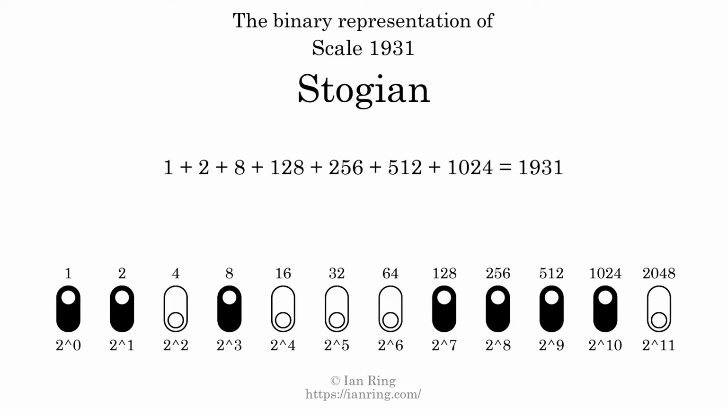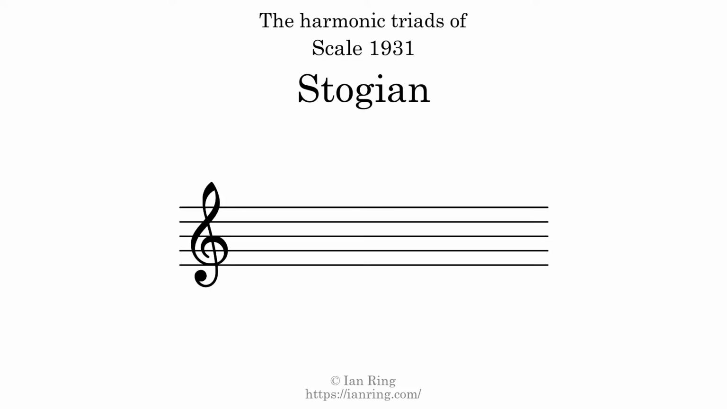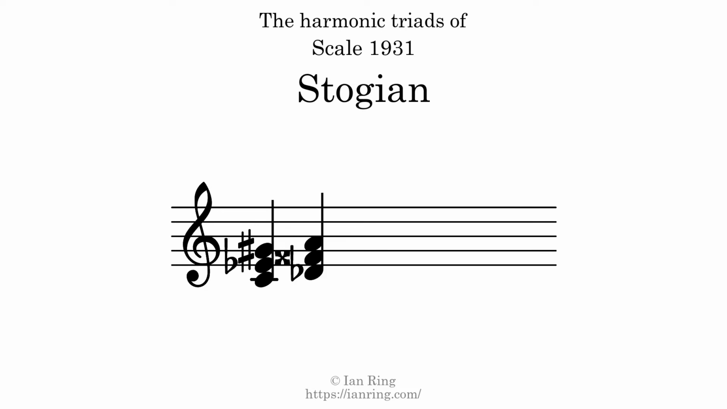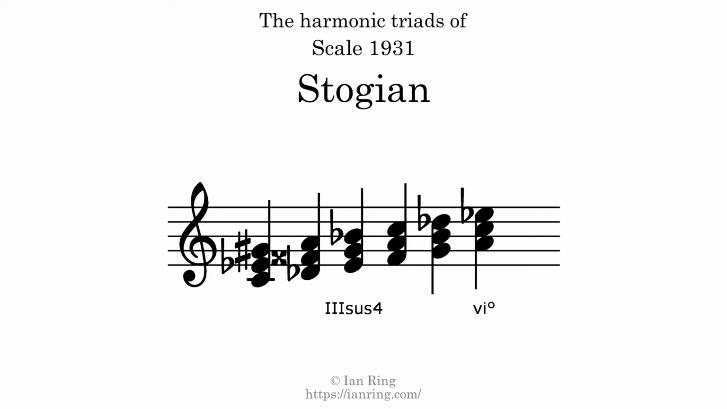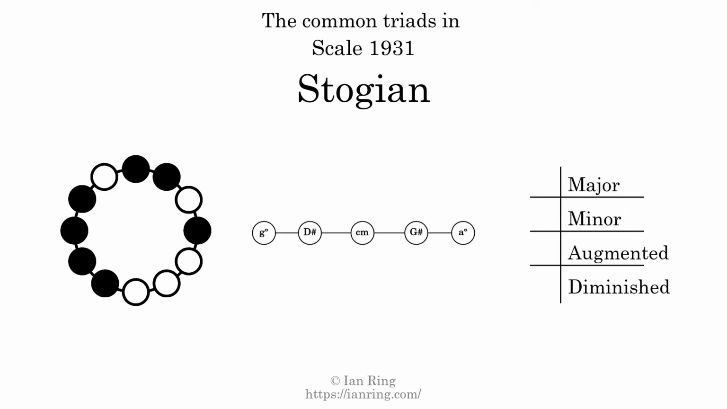1931. The scale number not only enumerates the scale with a unique index, but it also literally describes the tonal content of the scale. Represented as a binary number in base 2, the scale number is 0111100001011. Here are the harmonic triads present in this scale. Unnamed. Unnamed. sus4. Unnamed. Unnamed. Diminished. Unnamed. Here are the common triads present in this scale.